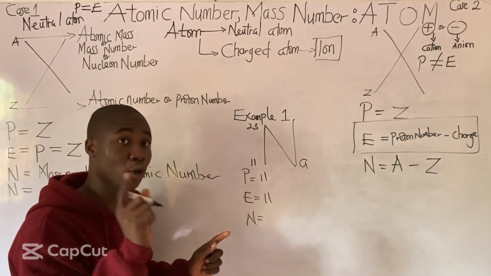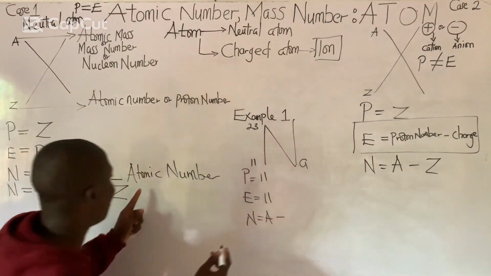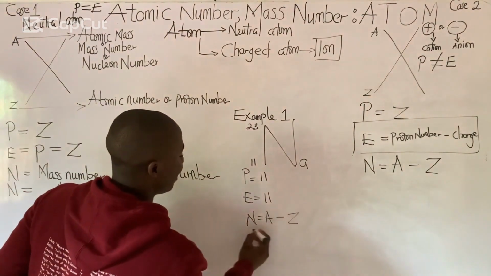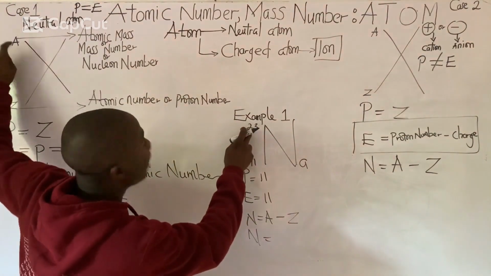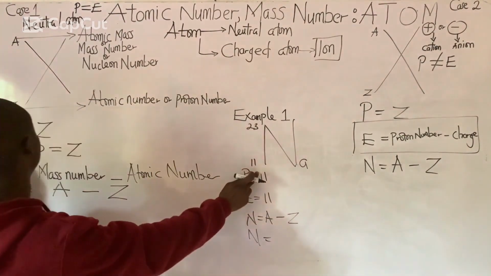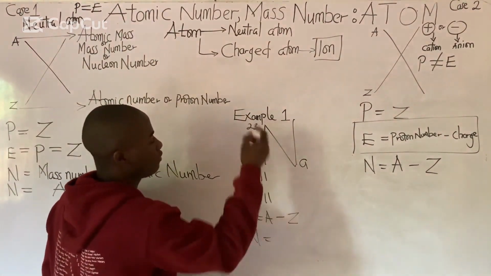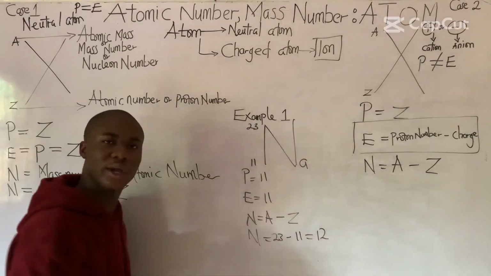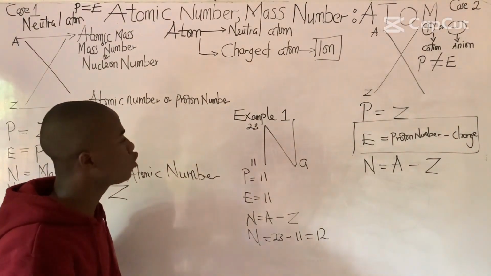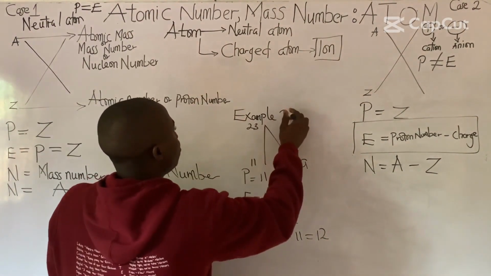And neutron number is solved by saying atomic mass or mass number minus atomic number, which is A minus Z. The value that is up is my mass number, the value that is down is my atomic number or proton number. So what is the value of 23 minus 11? That's 12. So you can see how all this works. Let's go over to solve another example, which is example 2.